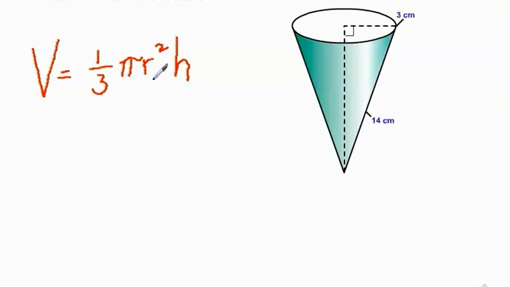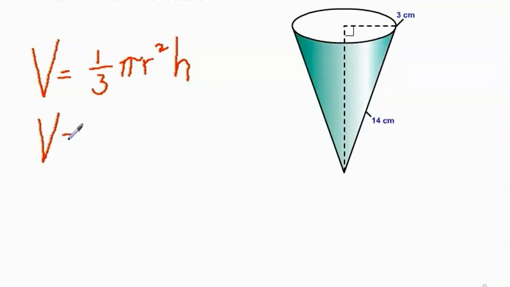Notice that we're given the height of the cone and we're given the radius of the circle, which is its base. The volume formula that we'll use looks like this. Volume equals 1/3 pi r squared h. Pi r squared, that look familiar? Area of a circle.